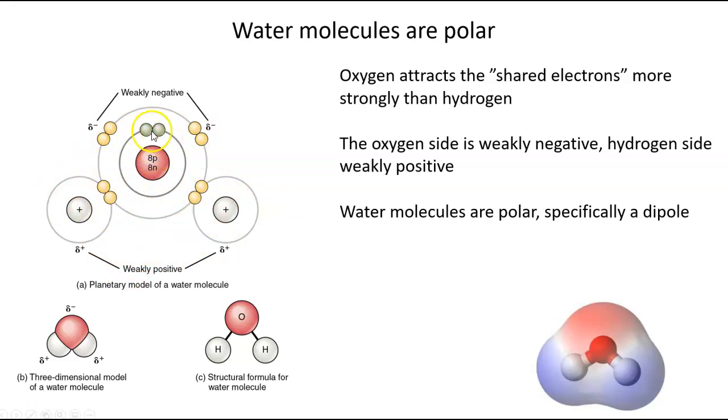So this is the K shell, this is the L shell then of water. One of these electrons here in this bond is from the hydrogen and one is from the oxygen. The one that hydrogen gives up here, these two will spend more time on the oxygen side. So it means that the oxygen side becomes weakly negative, whereas the hydrogen side becomes weakly positive.